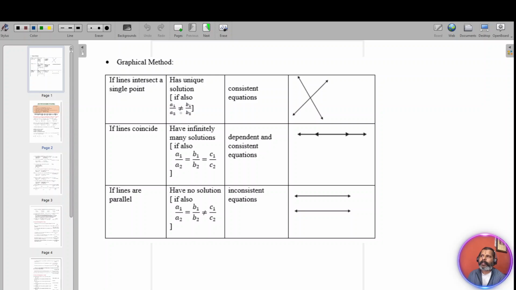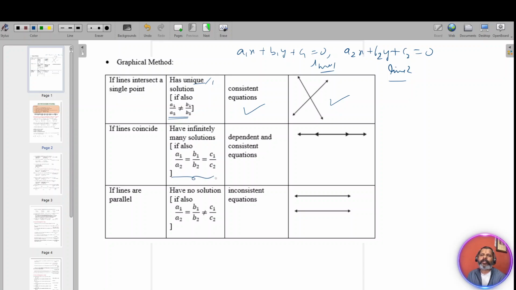If the two lines have the ratios a1 by a2, the equations will be like this: a1x plus b1y plus c1 equal to 0, a2x plus b2y plus c2 equal to 0. This is line 1, this is line 2. If the lines represented by these two equations have the first two ratios not equal, then the equations are consistent, the lines are intersecting, and they have only a unique or one solution.